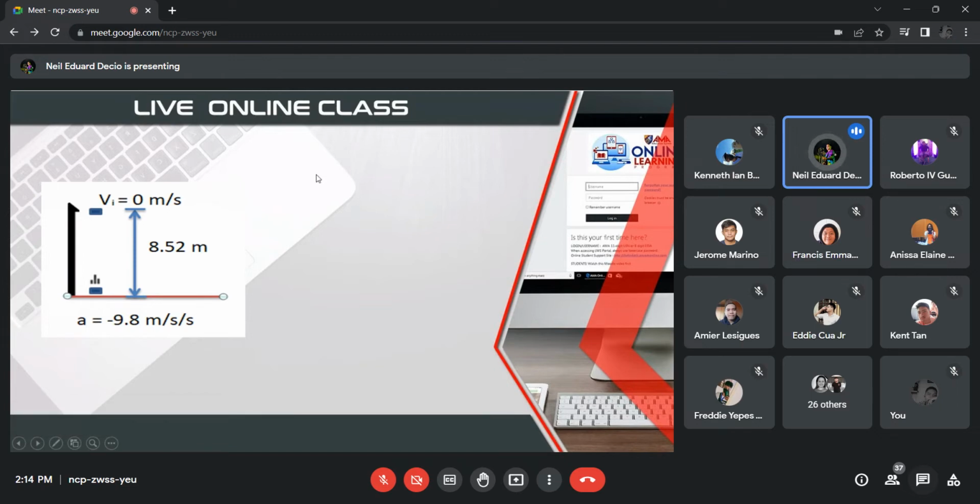So this is our roof shingle right here. This is the roof shingle, the object that we're talking about in the problem. And this is the position below. It went down to there. Let's look at the problem again. The problem states that Luke dropped a pile of roof shingles from the top of a roof located at 8.52 meters above the ground.